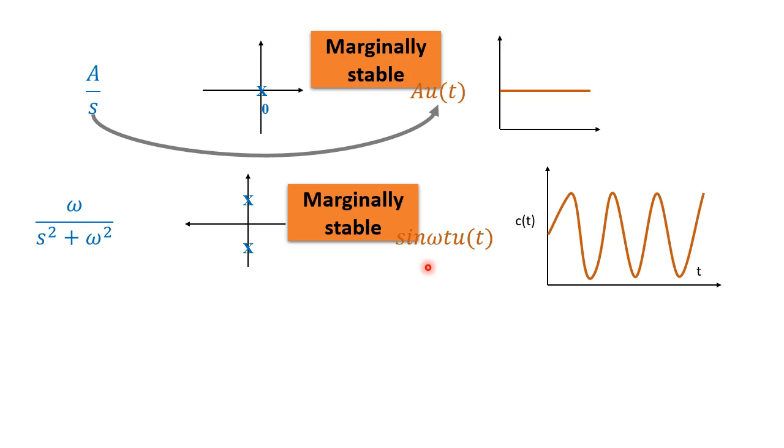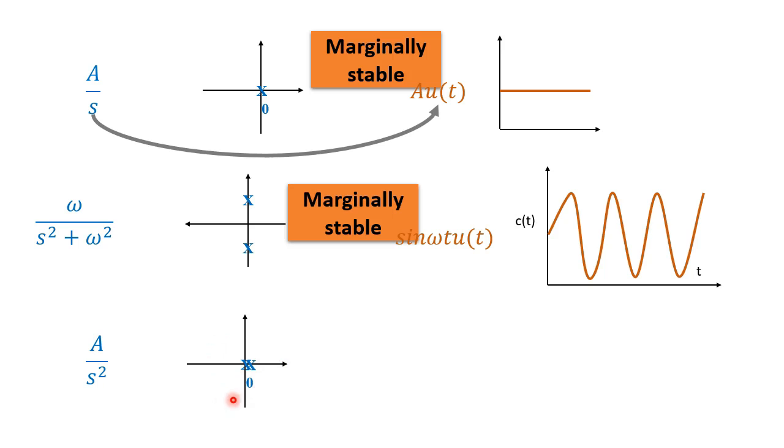Now let's see another example for this. Another example is a upon s square, which is the Laplace of the unit ramp function. As we already know, the location of poles will be given as s equal to 0 and s equal to 0. There will be two poles on s equal to 0, and this type of case we say repeated poles.